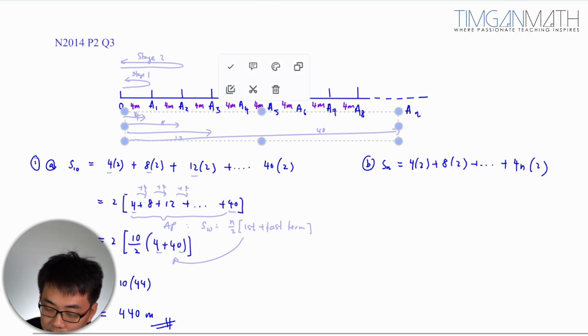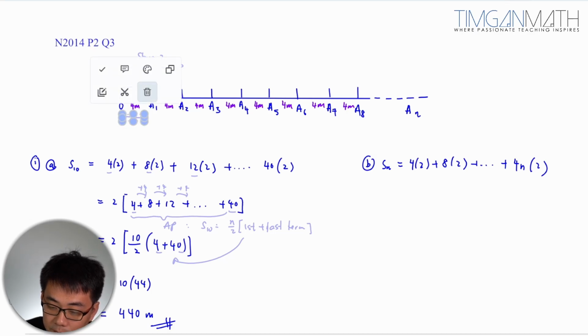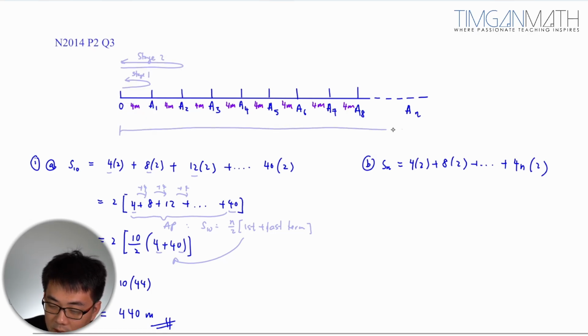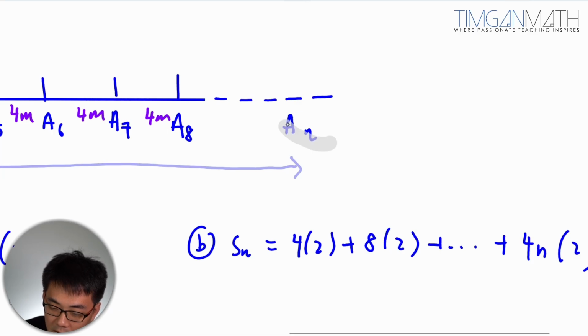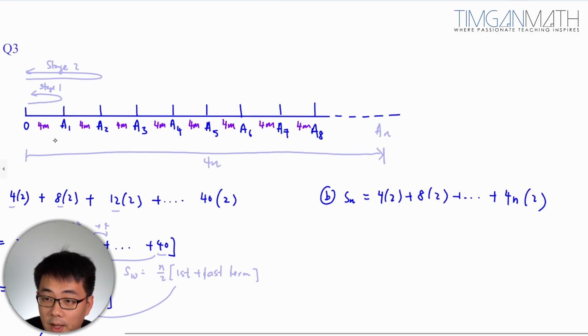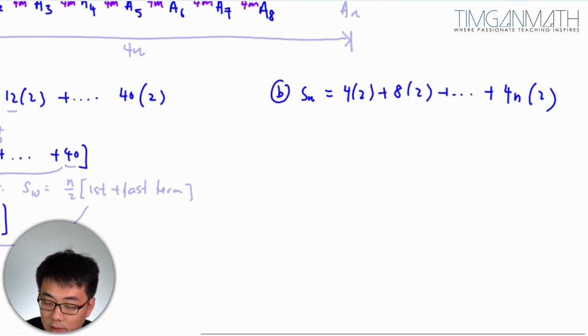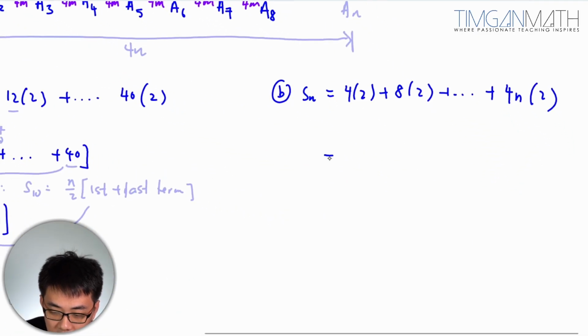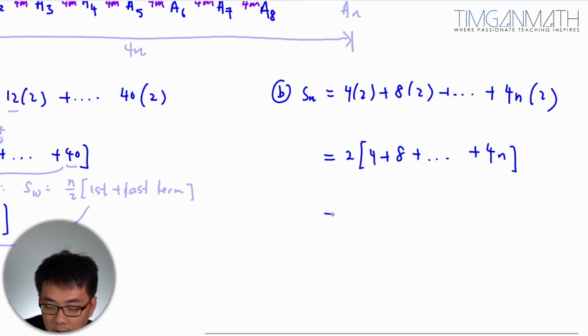The total length here to An, the last one, will be 4 times n. Because the first stage is 4 times 1, the second stage is 4 times 2, so the last stage will be 4 multiplied by n. Similarly, we're just going to factorize the 2 out. And you know that this is still an AP. An AP will be quite okay. We just take the number of terms, n over 2, first term plus last term. Same thing.